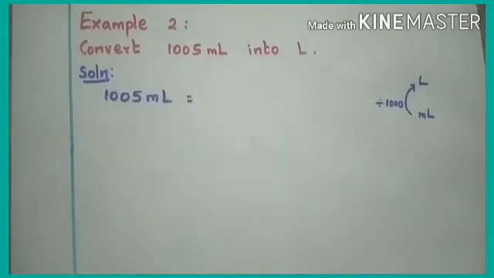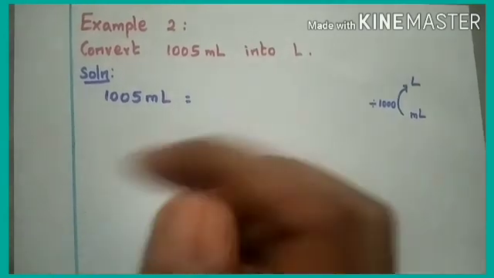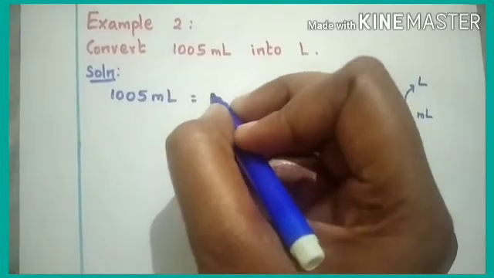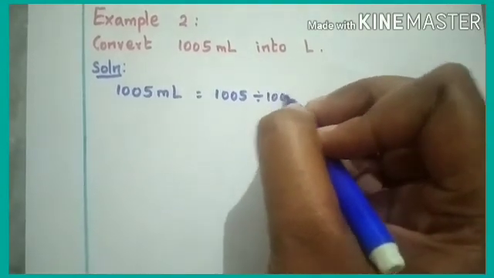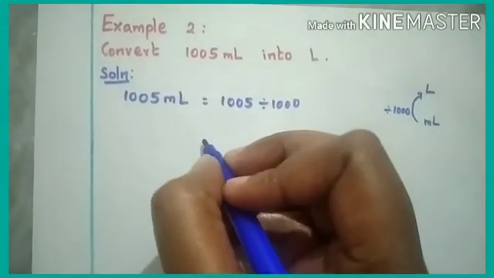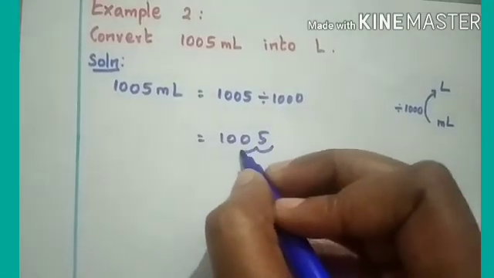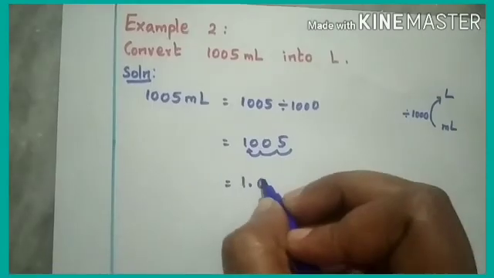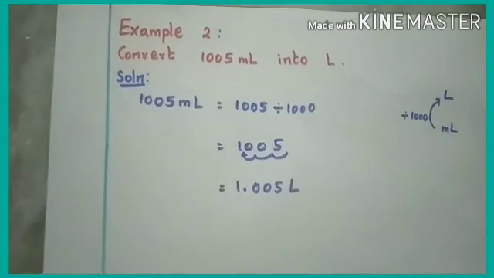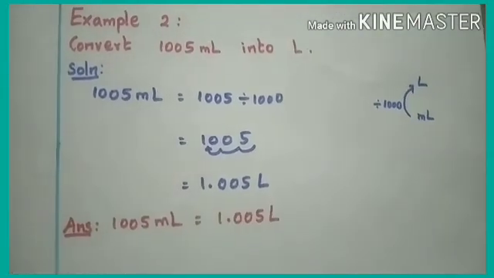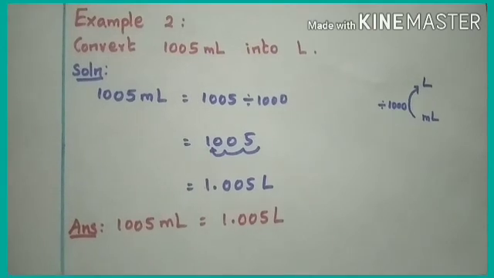Let's write 1005 milliliter is equal to divide 1005 by 1000. To divide by 1000, move the decimal point 3 places to the left. That is 1.005 liter. We get the answer as 1005 milliliter is equal to 1.005 liter.